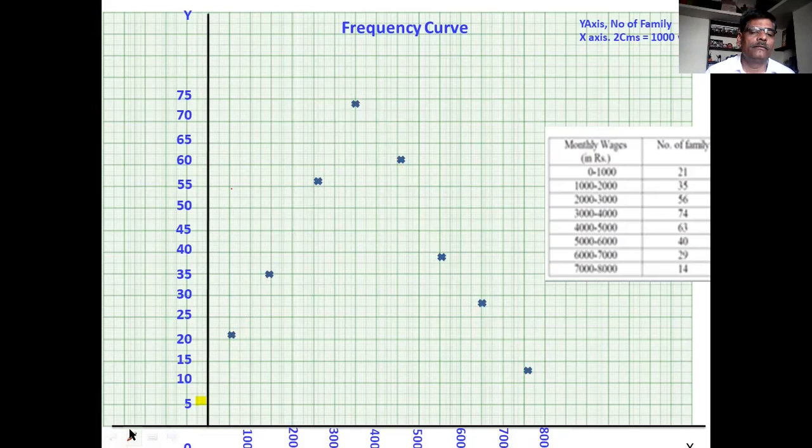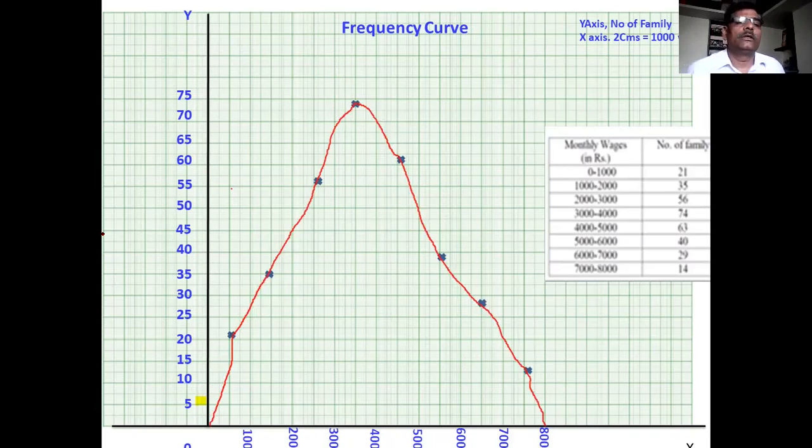So here, once again. Take the pencil, start from 0, then to the first point, second point, third point, fourth point, fifth point, sixth point, seventh point, to the eighth point. And you have to touch at 8,000 exactly. This is the graph. In this way, you have to prepare the graph. This is called a frequency curve.